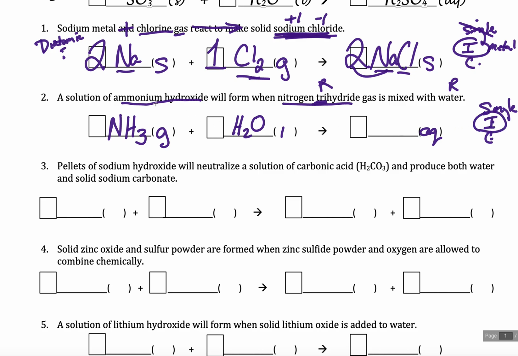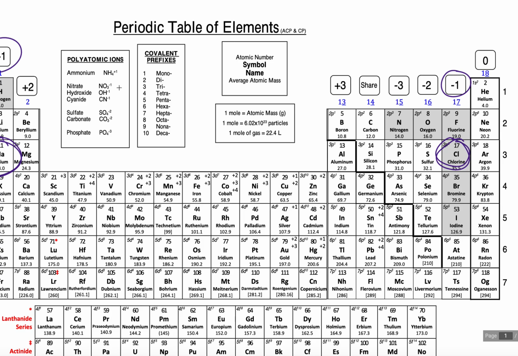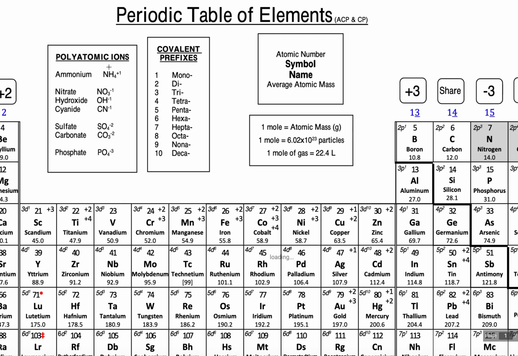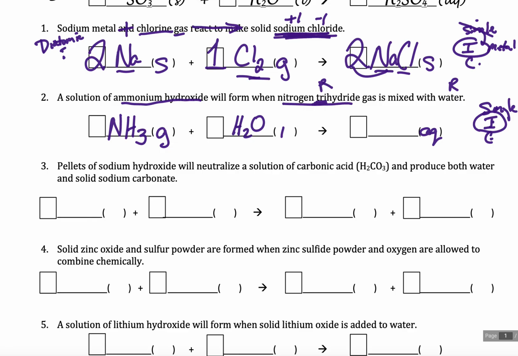So we need to know what those ions are and what their charges are. So ammonium and hydroxide. Let's go back to our handy dandy periodic table. Here is ammonium, NH4, and here is hydroxide. So we're going to write the formula for ammonium hydroxide. Ammonium is NH4 with a +1. Hydroxide is OH with a -1. We now look at that and say, hey, that's perfect.